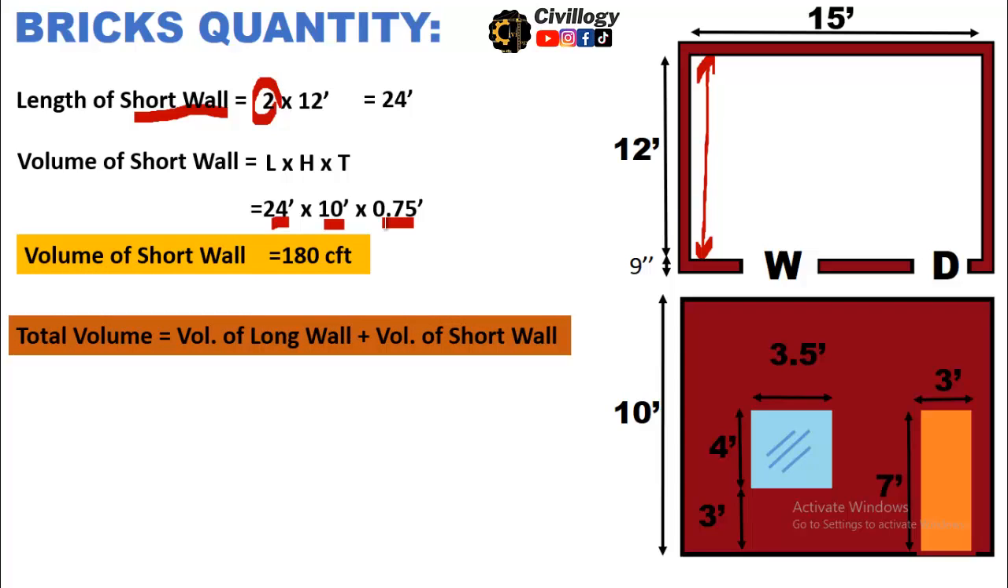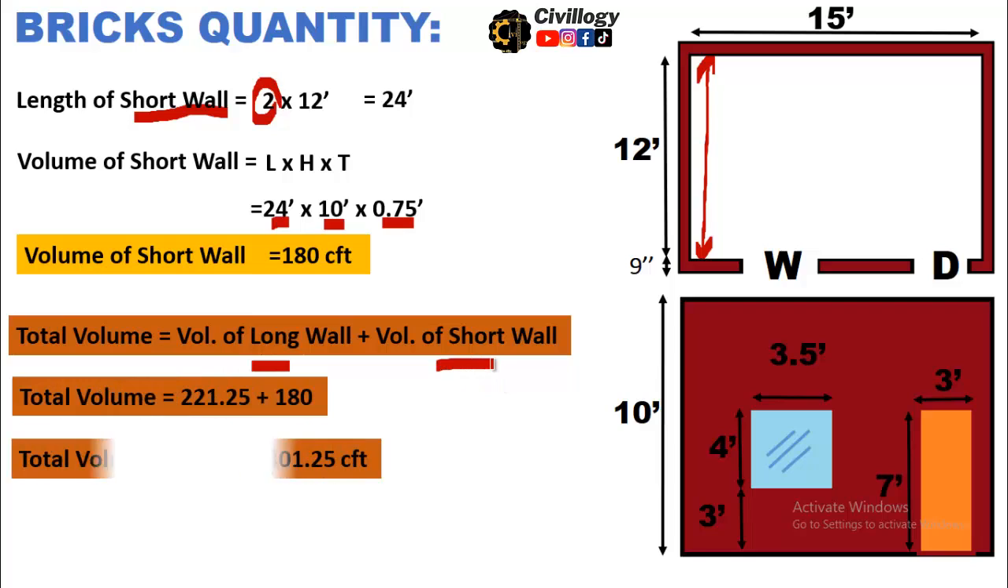Now the total volume, that is the volume of long wall plus volume of short wall. By summing up, we will get the total volume of walls, which is 401.25 cubic feet. So now this is the volume for which we will calculate the number of bricks.